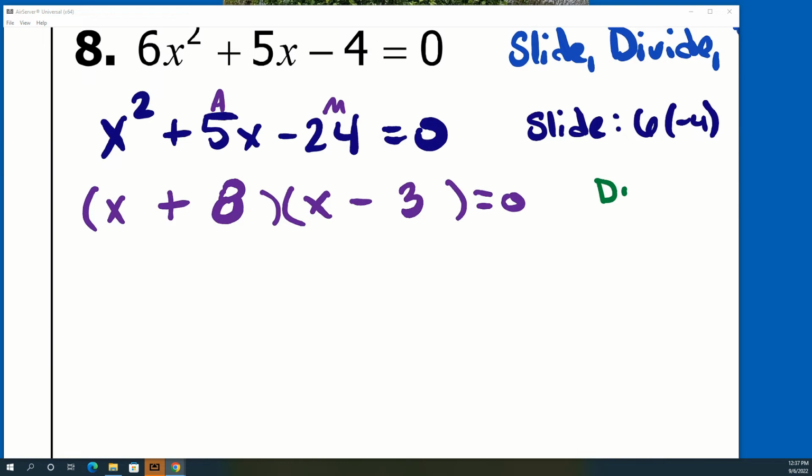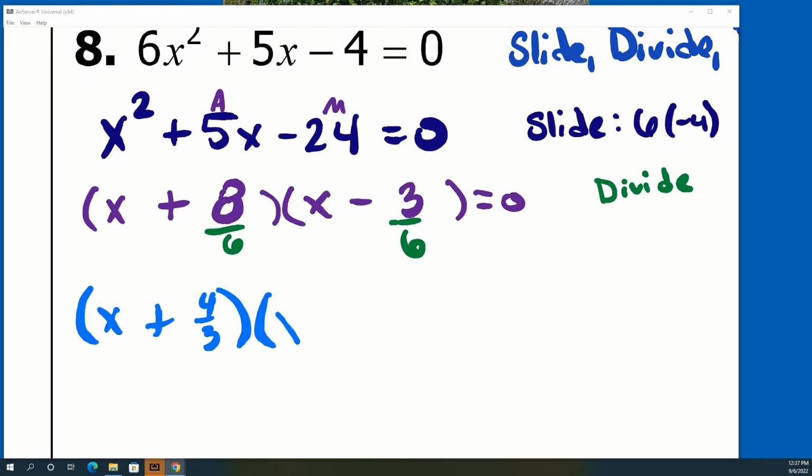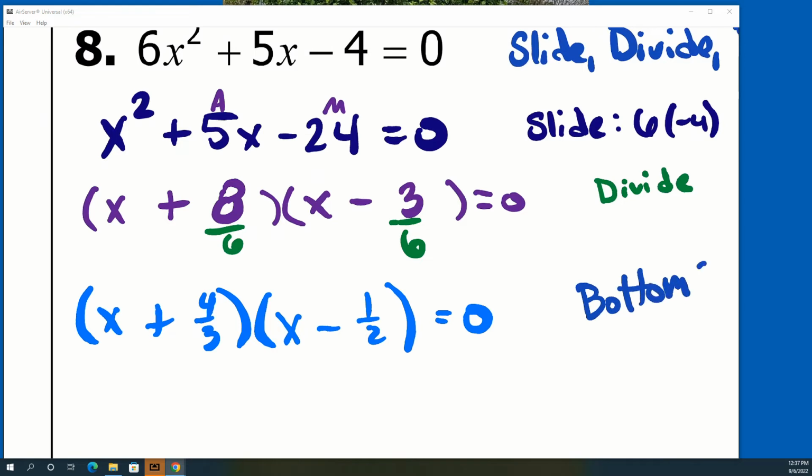The next step is to divide, and you're going to divide by this number that we slid. So we're going to divide by 6. We're going to reduce both of those fractions. Then we're going to do bottoms up. Where the 3 is going to come up and the 2 is going to come up.